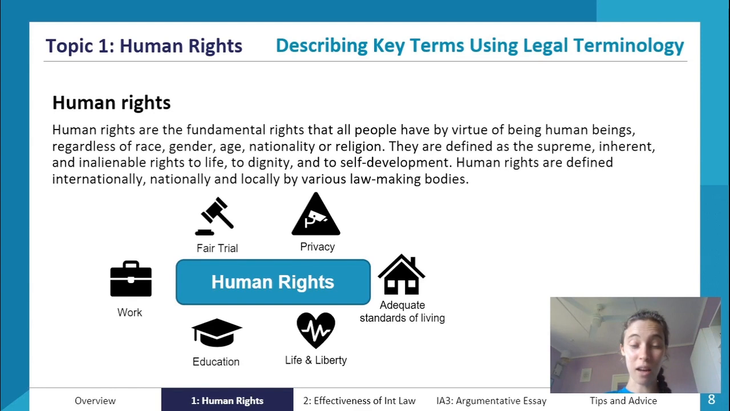Human rights are defined internationally, nationally, and locally by various lawmaking bodies. We'll see some examples of those bodies throughout today's lecture. You can also see on the slide some examples of human rights that we do have, and a lot of those, I'm sure, will resonate with you as human rights that you are pretty aware that we would have.